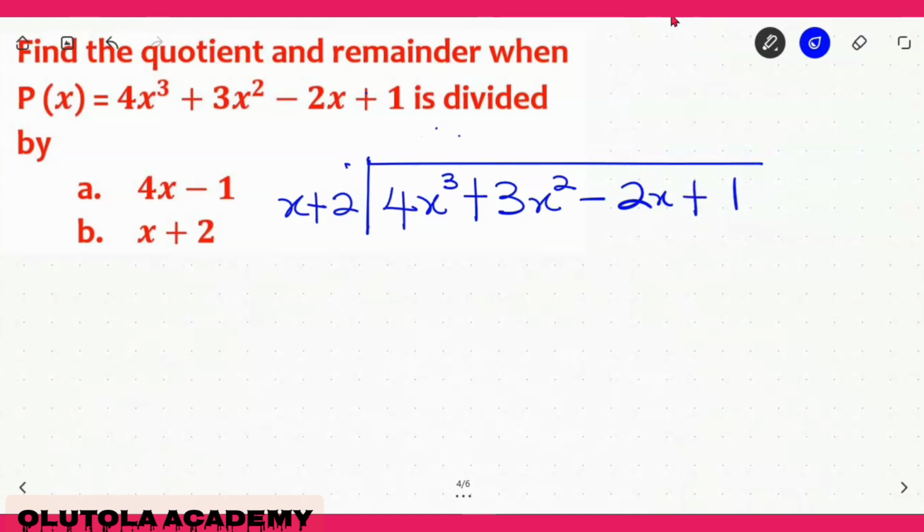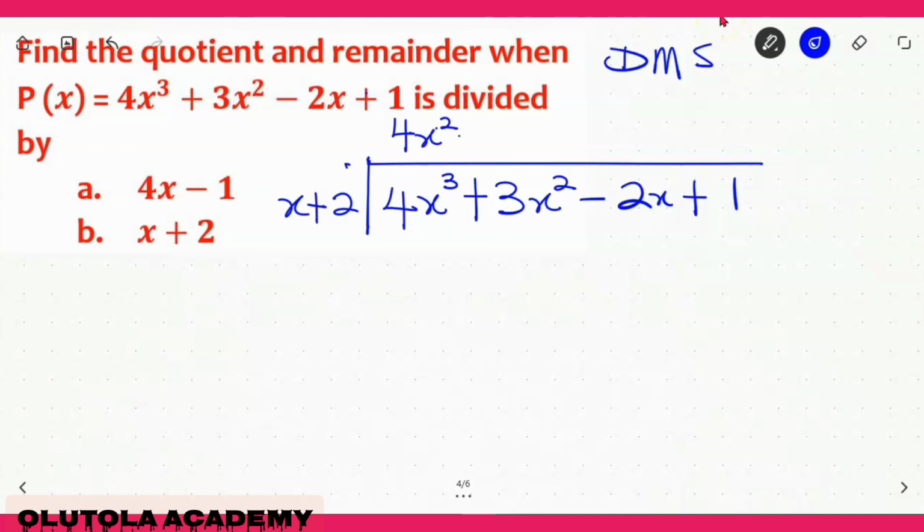So I'll go again. I remember D, M, S, D for division, M for multiplication, and S for subtraction. So I'll start. The first term here is 4x raised to power 3, and I'll divide it with only x. So 4x raised to power 3 divided by x, both of them are positive, so that will give us a positive 4x square. So I'm going to put that up here now, 4x square.